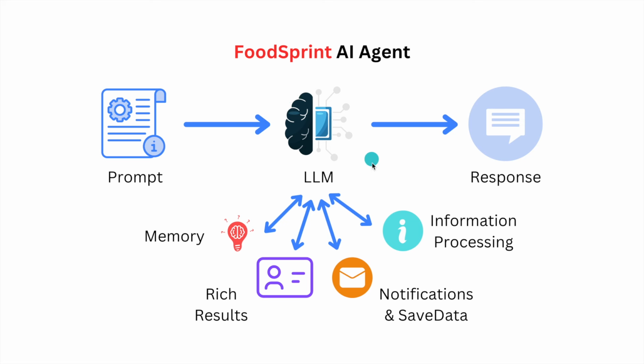and send notification emails if someone orders food from our Food Sprint AI. This is the kind of architecture that we are going to build, and I hope you are excited as well. I'm excited as well. So let's move forward and meet in the next video so that we will start building our AI agent.